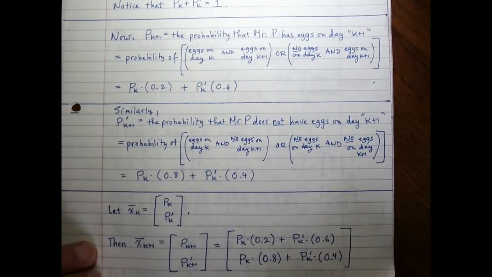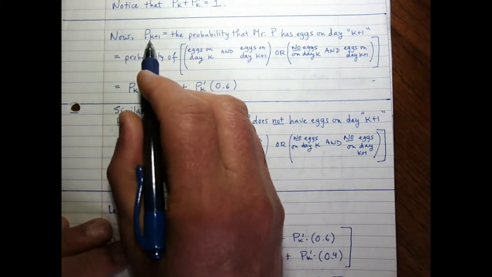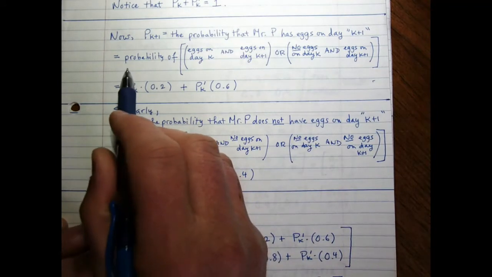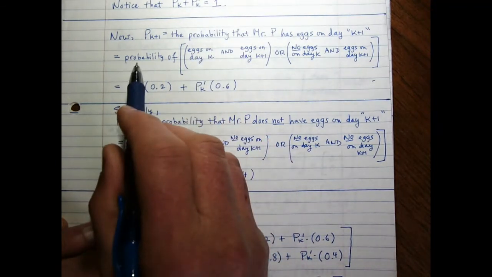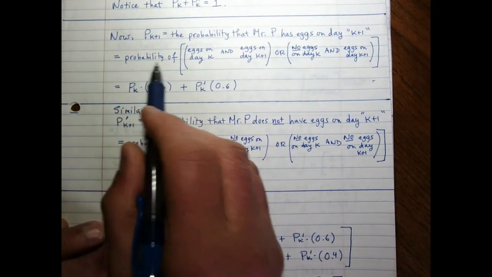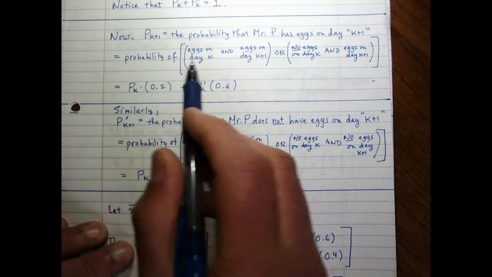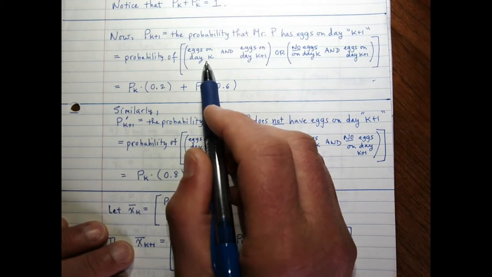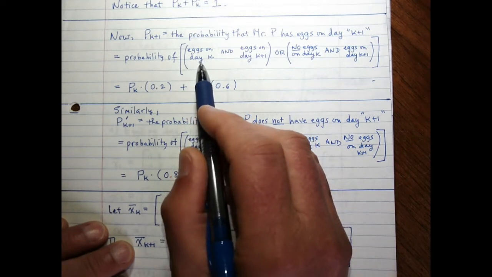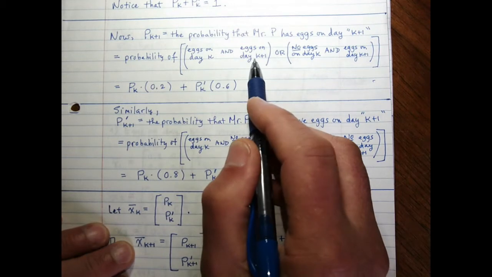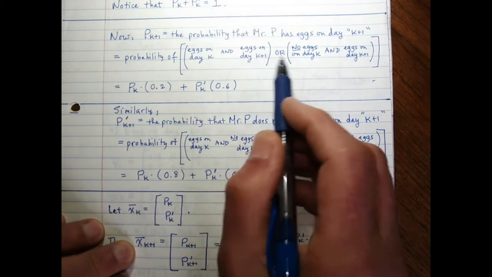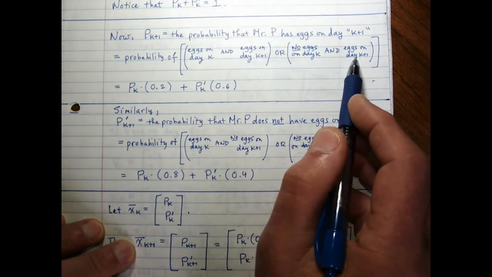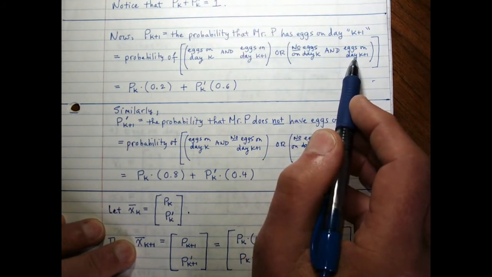So now let's think about what P sub k plus 1 is: the probability that Mr. P has eggs on day k plus 1. We can think of that probability in the following way. We're going to break it down by whether he had eggs the day before or not. Either he had eggs on day k and he has eggs on day k plus 1, or he had no eggs on day k and he has eggs on day k plus 1.